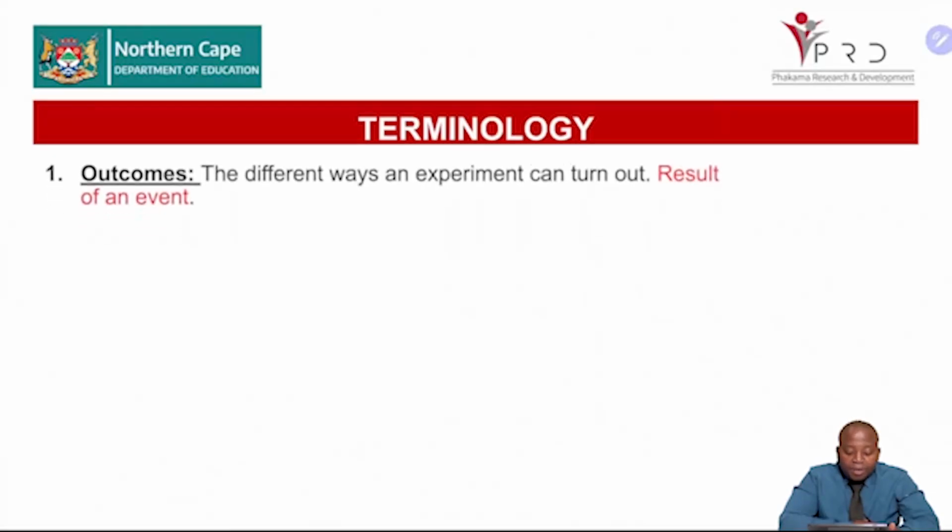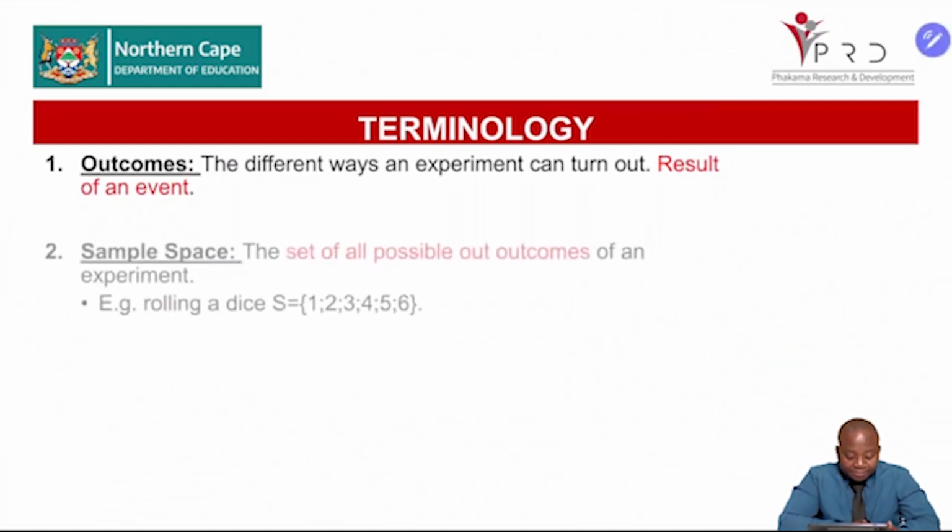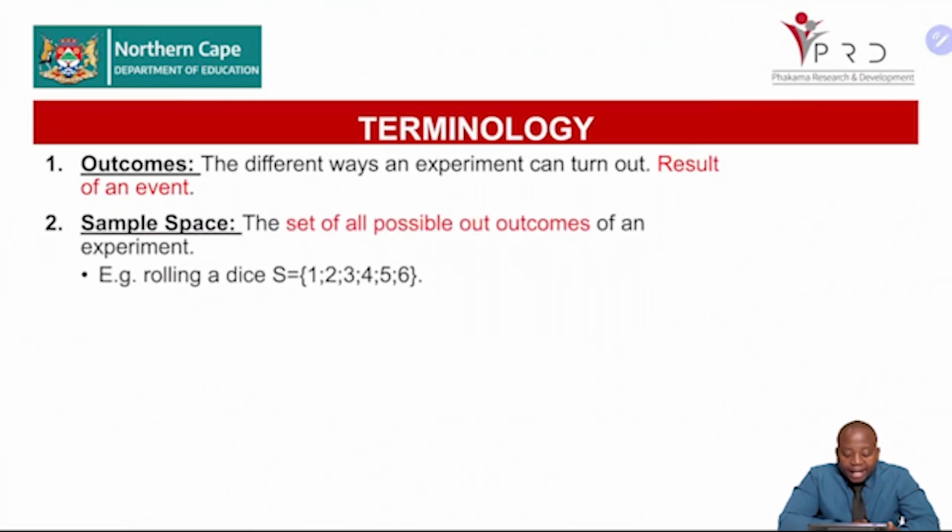Right, now, outcomes. What are outcomes? These are the important terminologies that we are going to use throughout our lesson and throughout our learning in terms of probability. Outcomes are different ways an experiment can turn out. So it is a result of an event. When we have outcomes, we are looking at the result of a certain event occurring. Sample space is a set of all possible outcomes of an experiment.